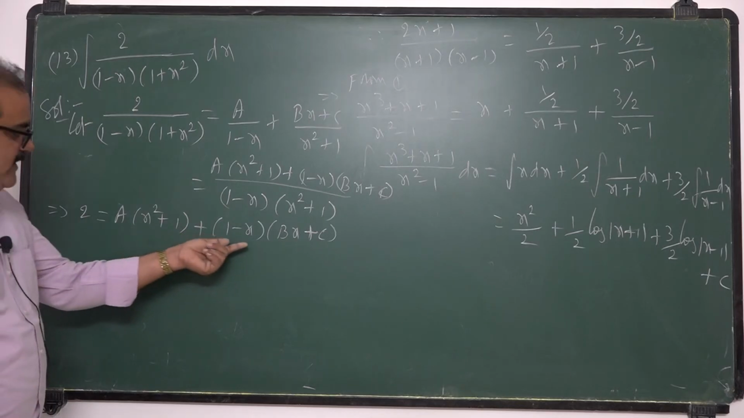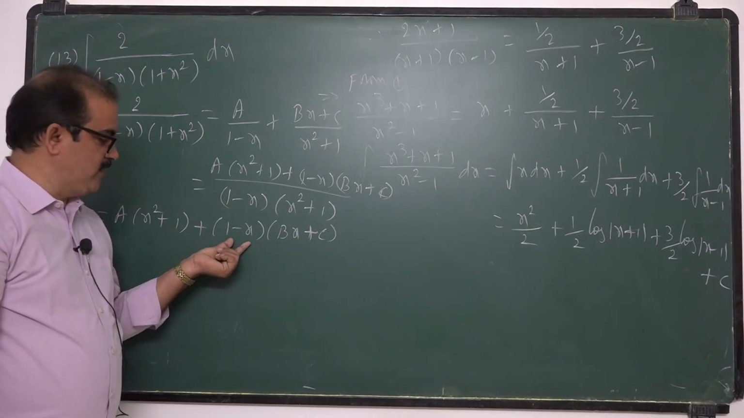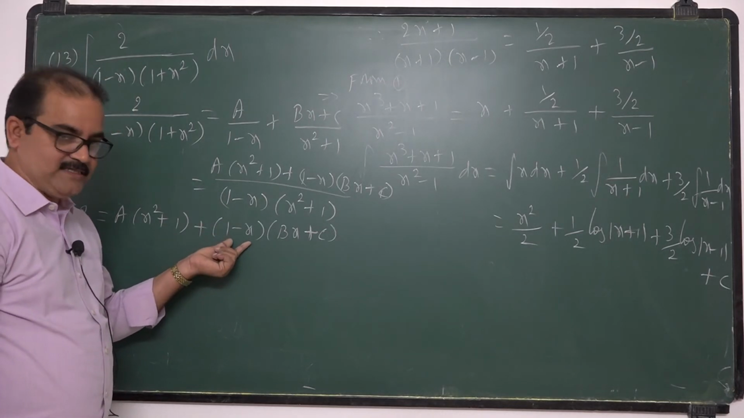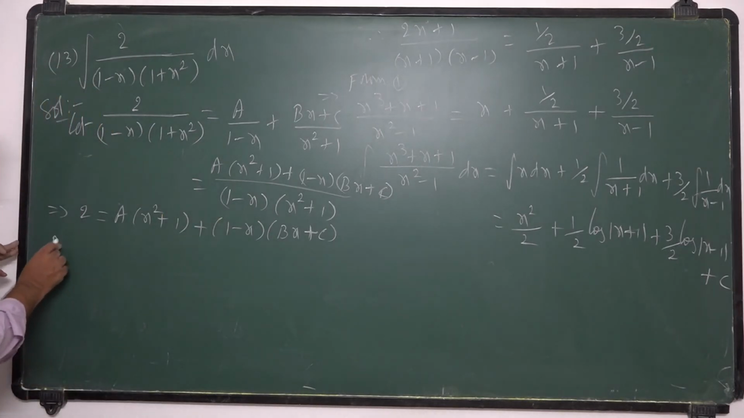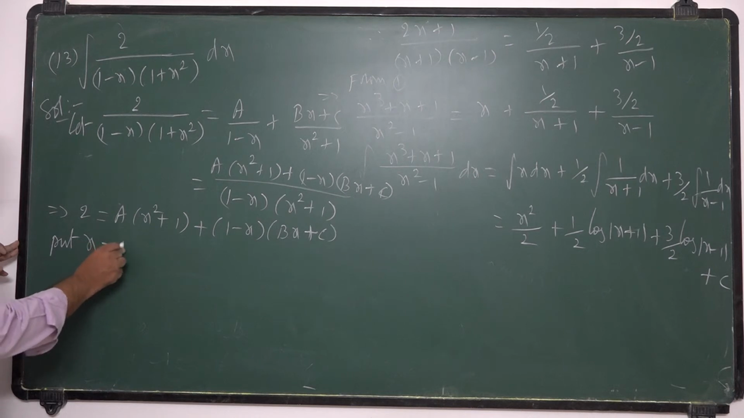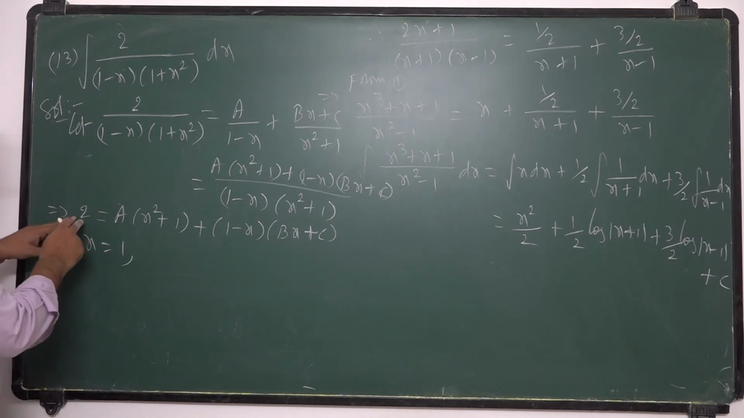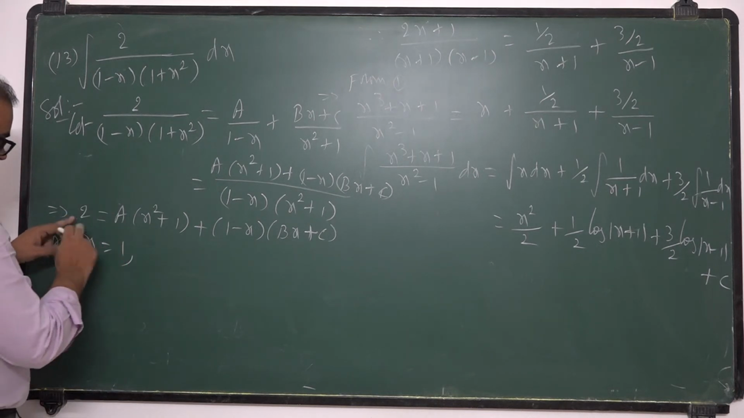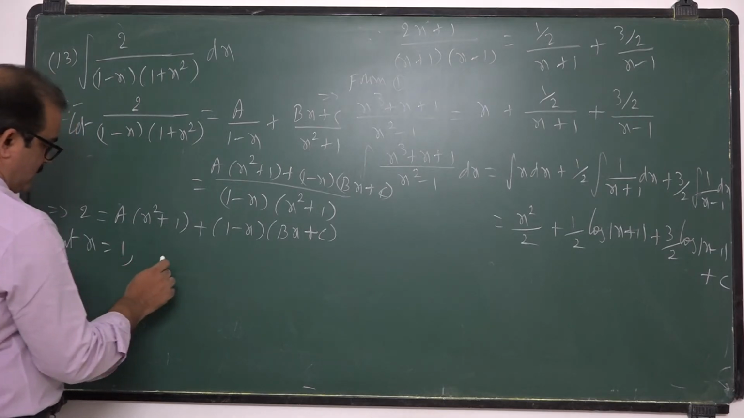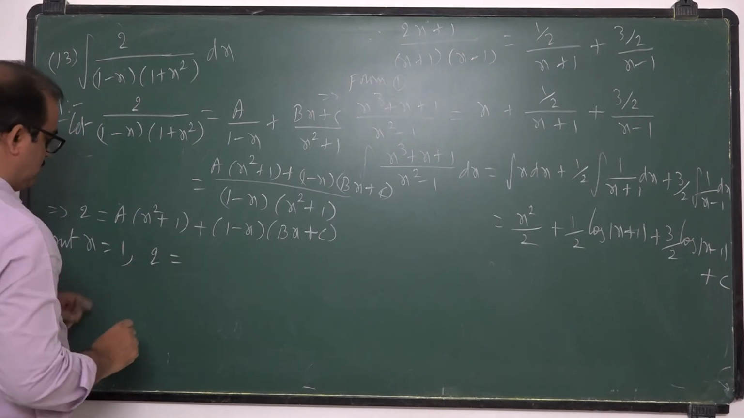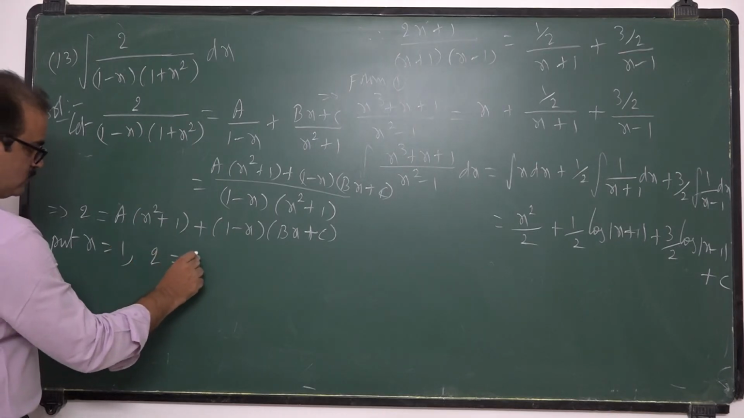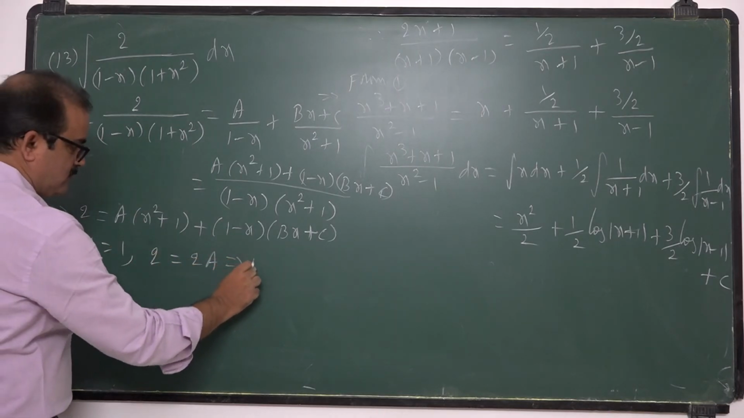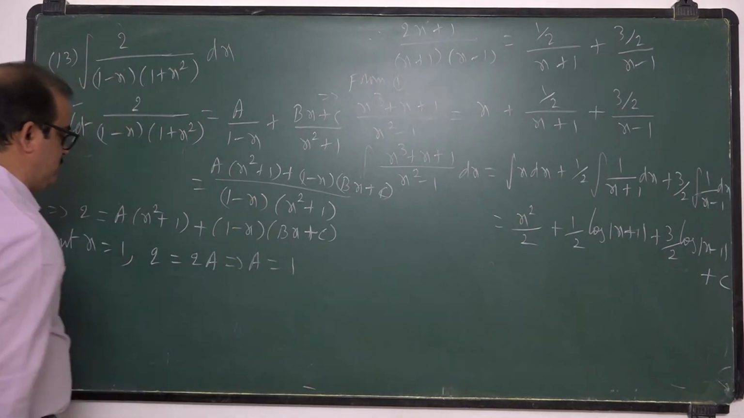What is the linear factor here? Only 1 minus x. When it is 0, put x is equal to 1. In the LHS there is no x, so 2 is equal to, in the RHS, 1 plus 1 is 2, so 2A. From this, A is equal to 1.